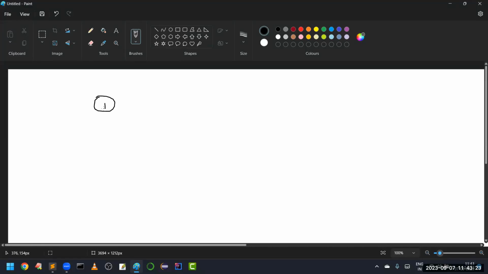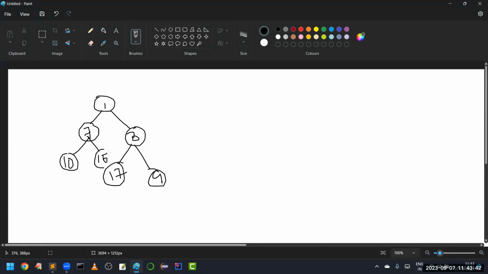For your understanding, I am giving one tree. Assume it is a tree where I have node 1, and here we have 7, and here we have 3. Next we have 17, next we have 9, and here we have 10. Here we have 15. Like this, it can be anything. So the minimum element will be there in the root node.